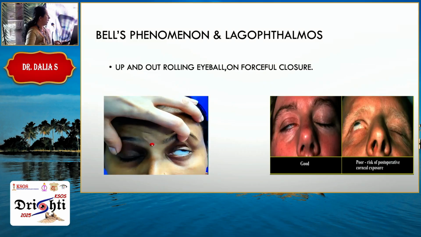Bell's phenomenon and lagophthalmos are also important in cases of ptosis, where there is up and out rolling of the eyeball and forceful closure. When there is a poor Bell's phenomenon and lagophthalmos, whenever you do surgery, there is always a risk of postoperative corneal exposure, which has to be considered.